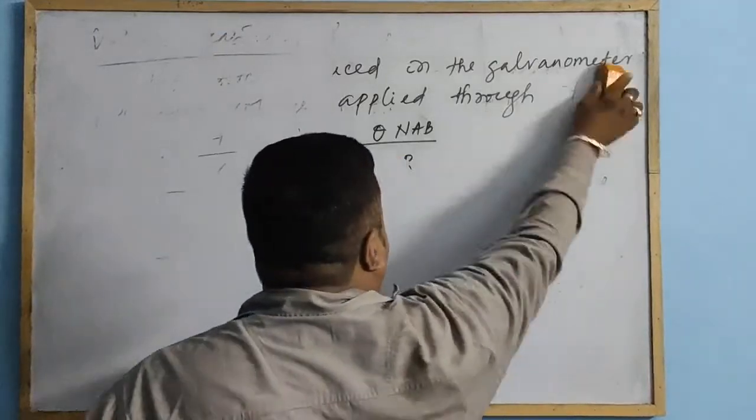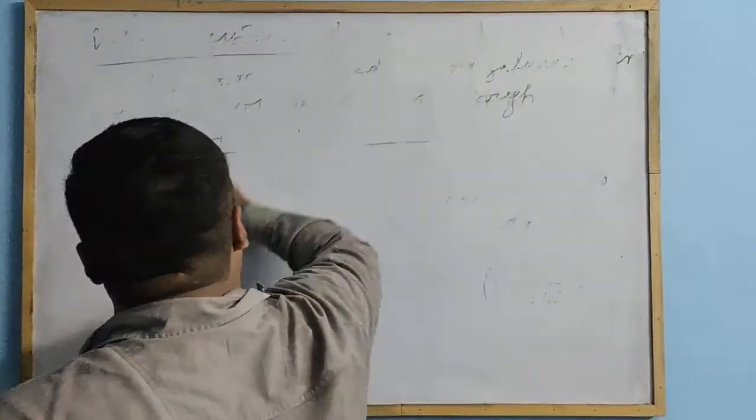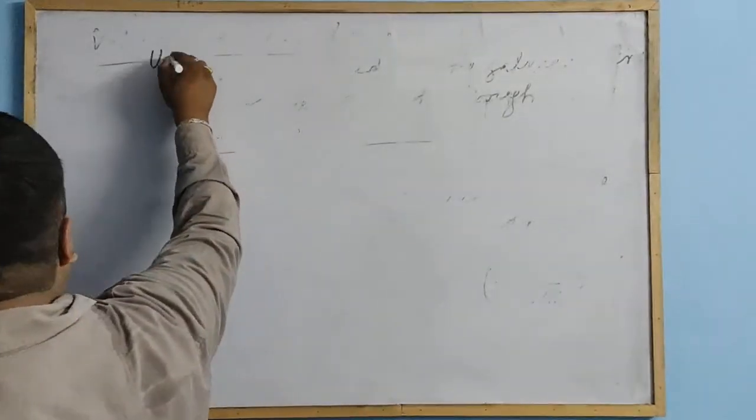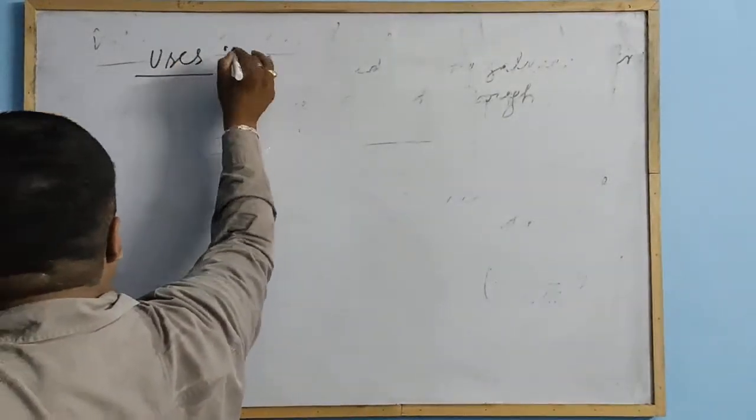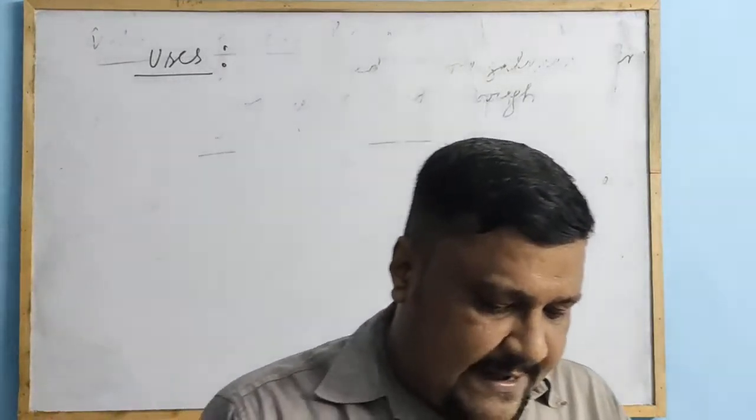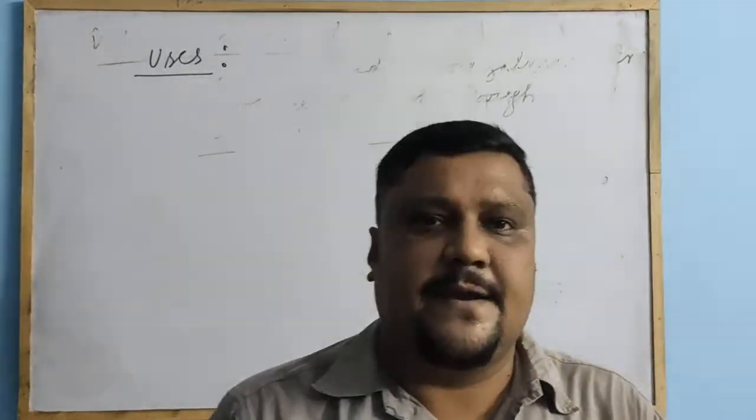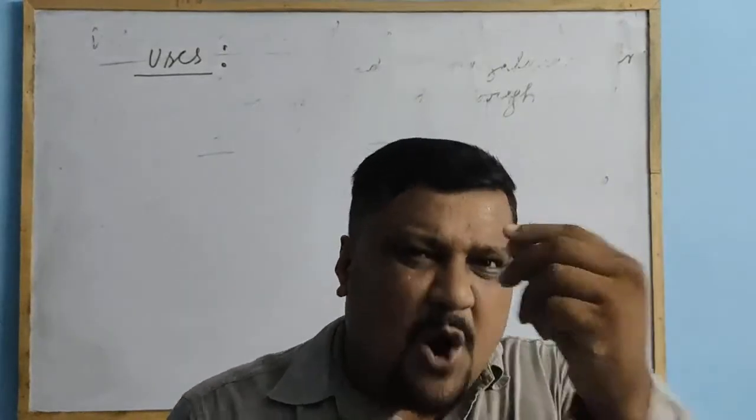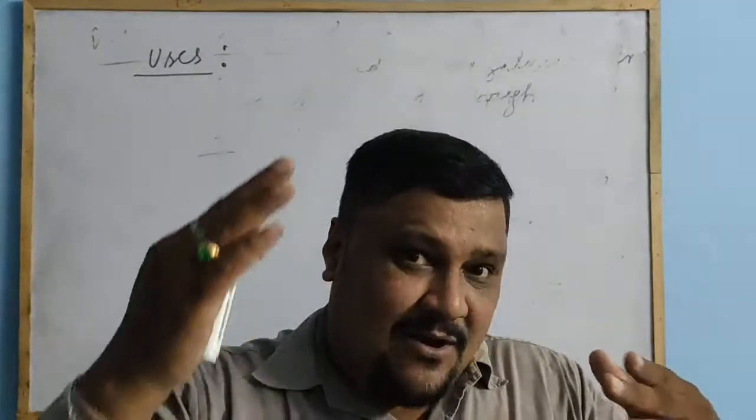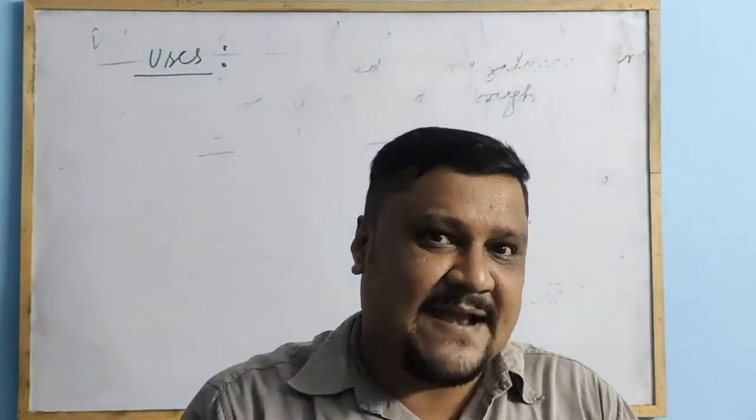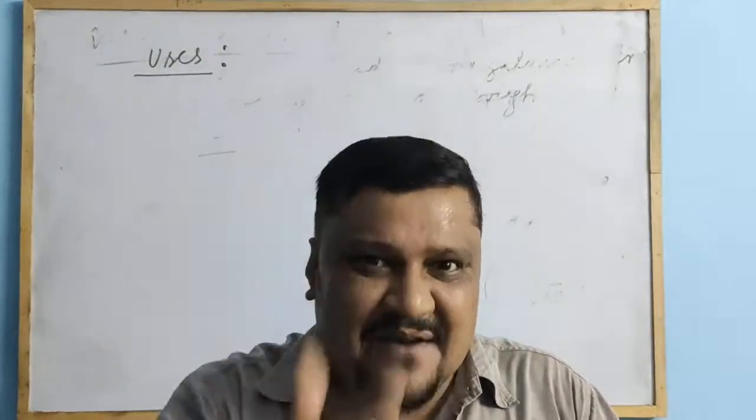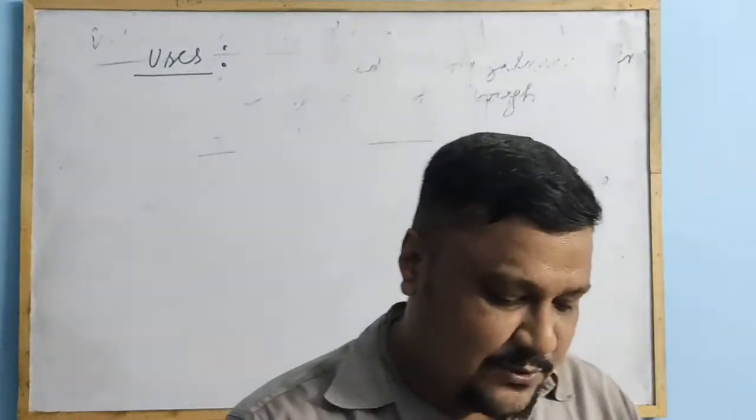What are the uses? Already you know that it is used to detect and measure the small currents, right? So if I ask you, it is used to detect the small electric current in the circuit. Then already you see your Wheatstone bridge experiment. In the Wheatstone bridge experiment, you are using a galvanometer in the central arm, right? So that is the use, right?